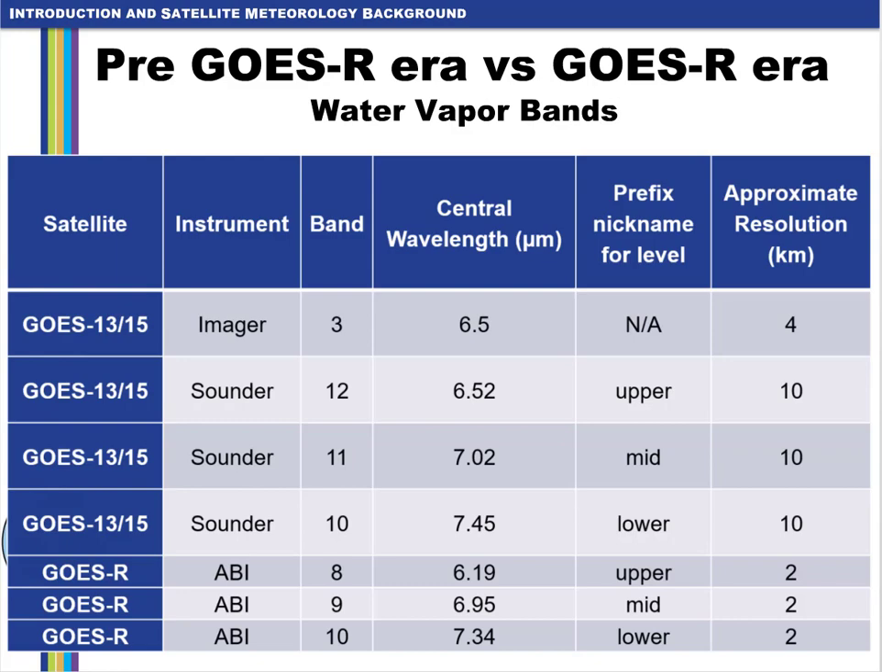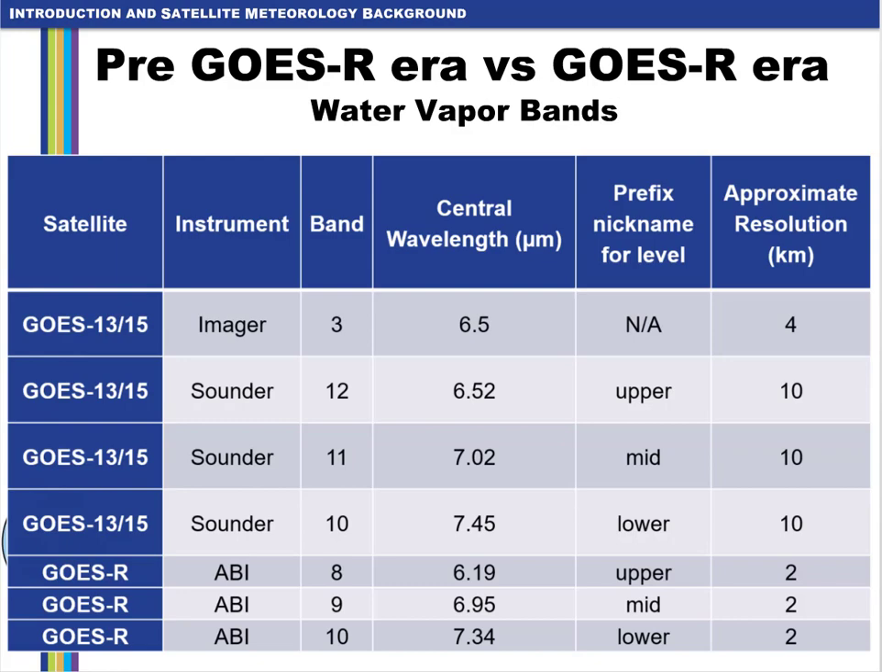On the GOES-R series ABI instrument, there are 3 water vapor channels. Band 8 is centered at 6.19 microns, Band 9 at 6.95 microns, and Band 10 at 7.34 microns. The motivation in having 3 water vapor channels is to provide a better 3-dimensional view of the atmosphere. Prefix nicknames have been given to each channel, upper, mid, and lower, to correspond to the layer of atmosphere it sees relative to each of the other bands. For example, the full name of the 6.95 micron band is the mid-level tropospheric water vapor band.